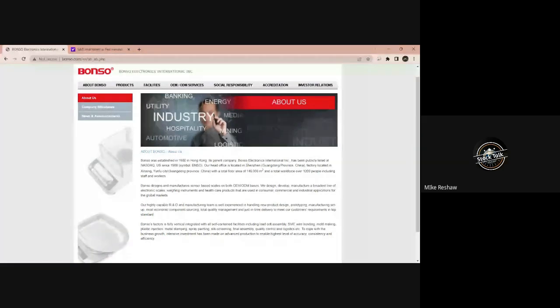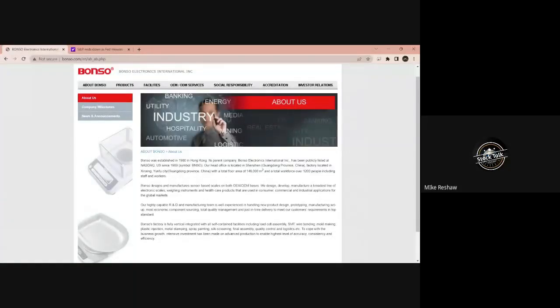They design and manufacture sensor scales and OEM and ODM bases. They design, develop, and manufacture broad lines of electronic scales, weighing instruments and healthcare products, used in consumer, commercial, and industrial applications for the global markets. Their highly capable R&D manufacturing team has well experience in handling new product design and prototyping, manufacturing setup, economic component sourcing, total quality management, and just-in-time delivery to meet the customer's requirements to top standard.